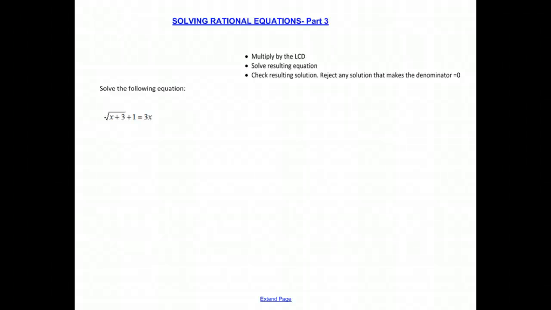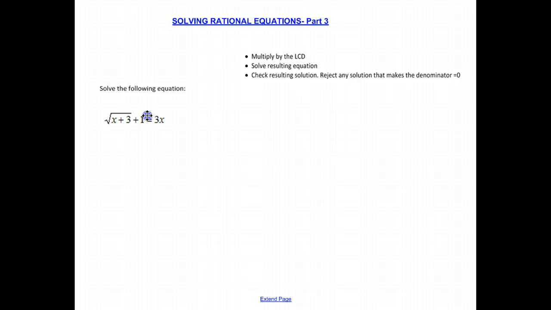Welcome to part 3 of solving rational equations. This one looks a little bit different, but nonetheless it should be familiar to you because you do see the square root sign, which you're used to. And now the question is, how do we eliminate that radical sign? We don't want to have that sign there because we won't be able to solve the equation.